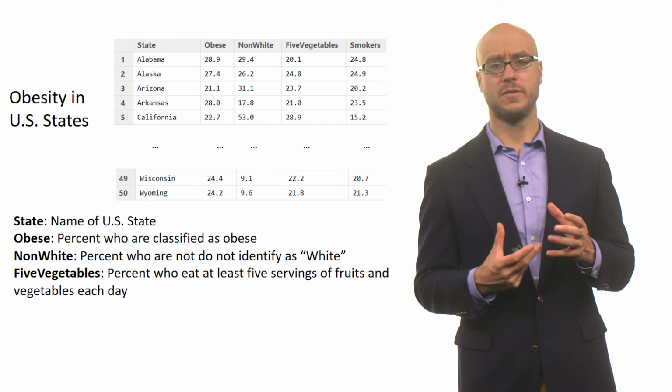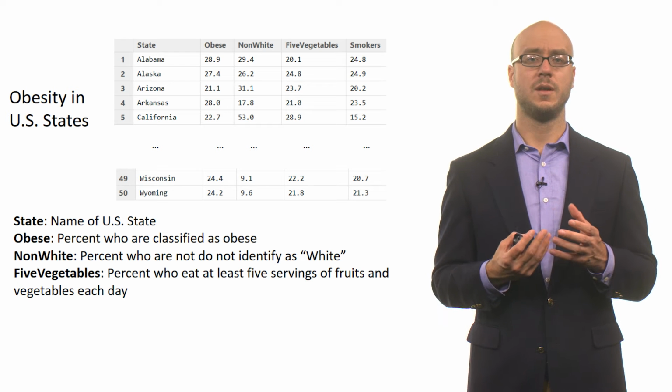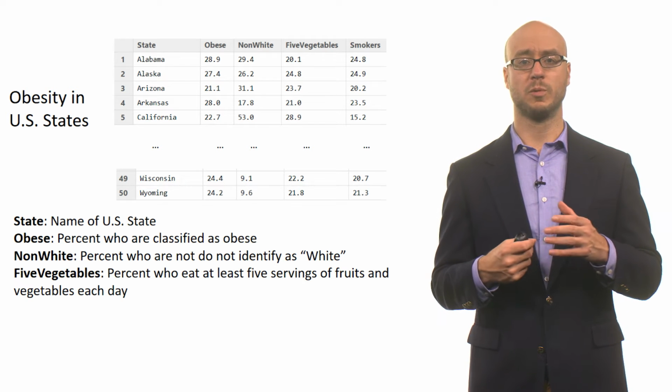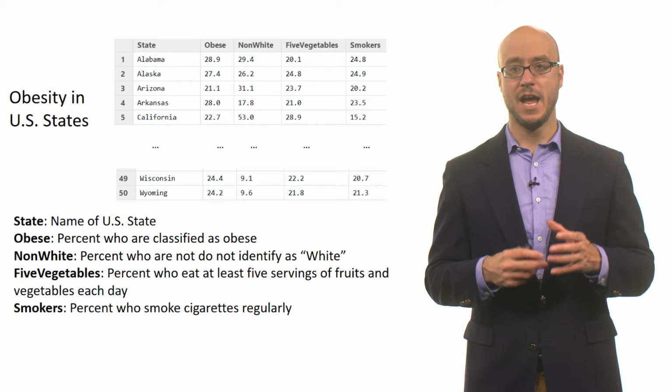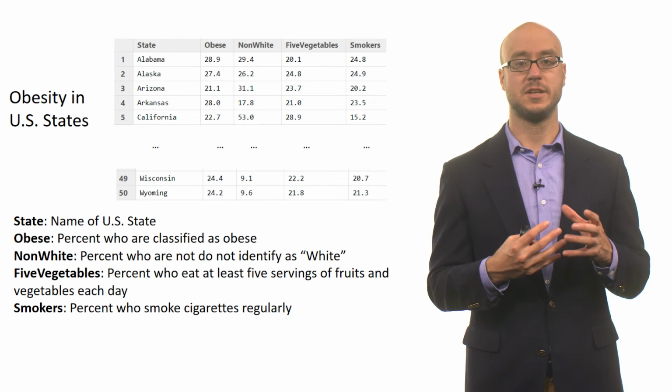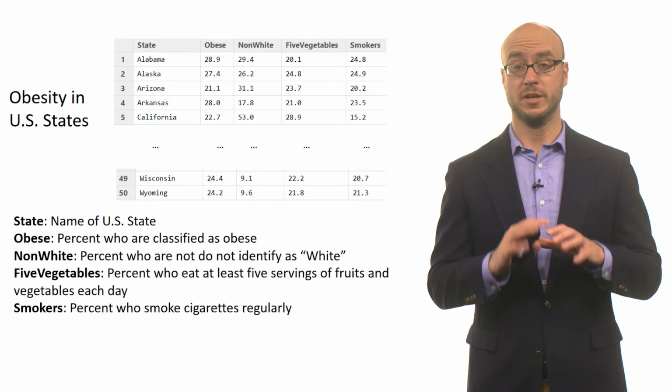And then we also have a few other variables. We have a variable for the percent of people who report eating at least 5 servings of fruits and vegetables each day. And then we also have a variable for smokers, the percent who smoke cigarettes regularly. All of these are numerical variables, with the exception of the name of the US state. And we can use these numerical variables in scatter plots to examine relationships.